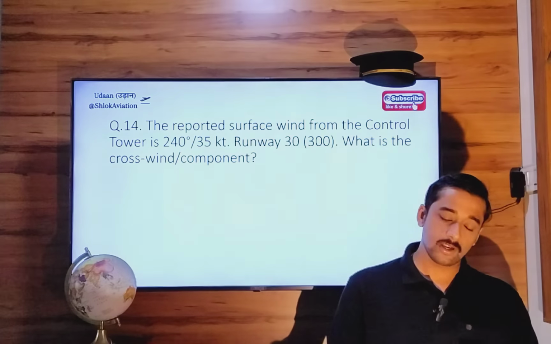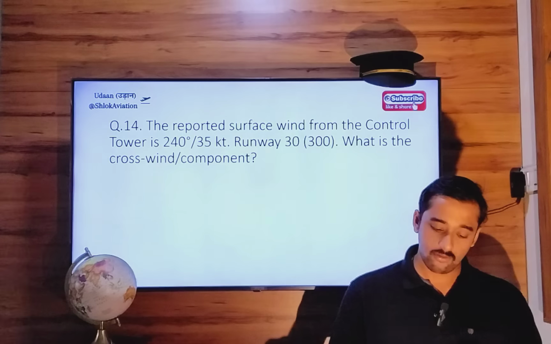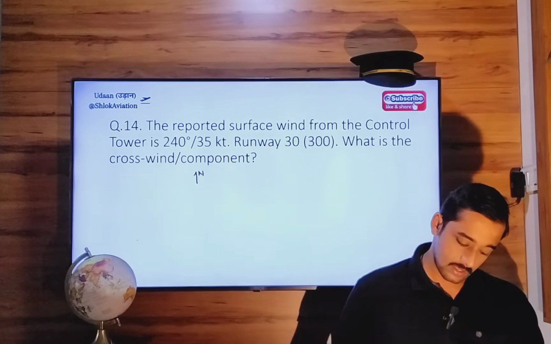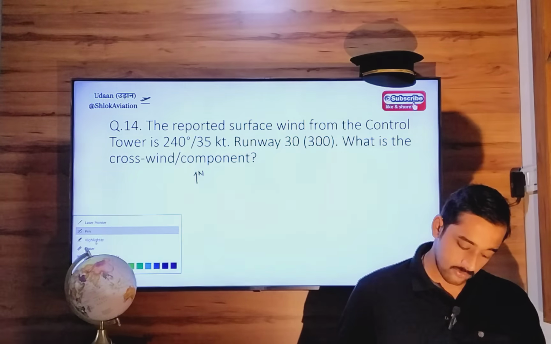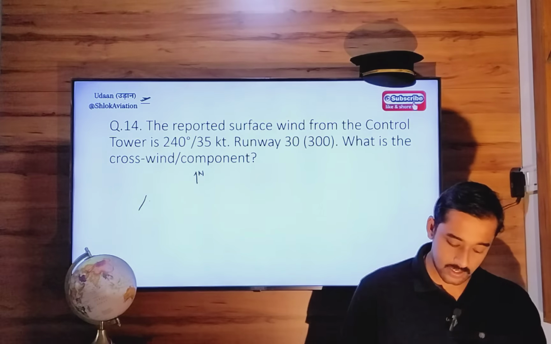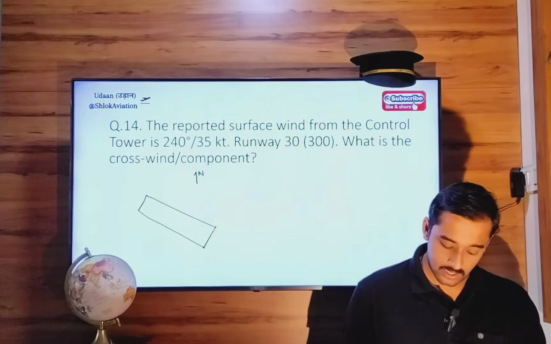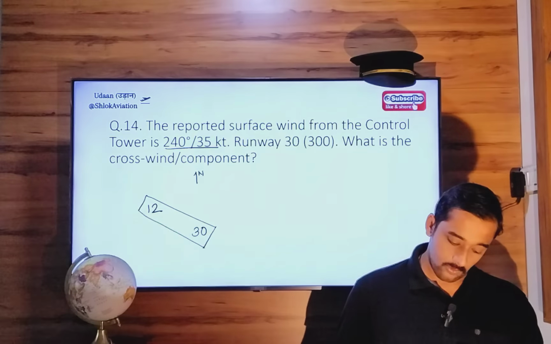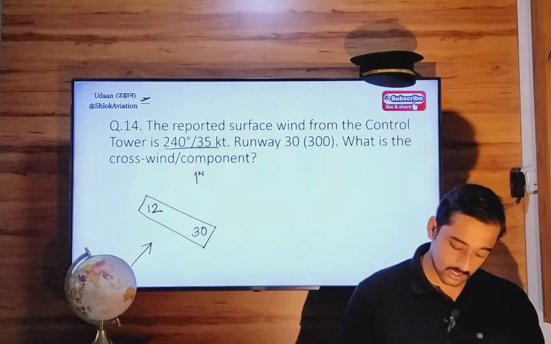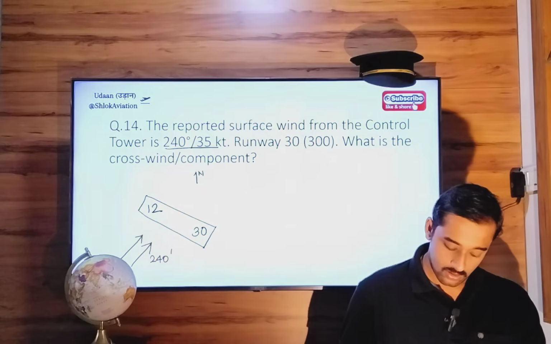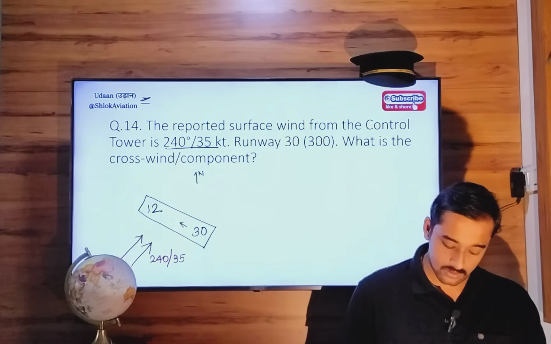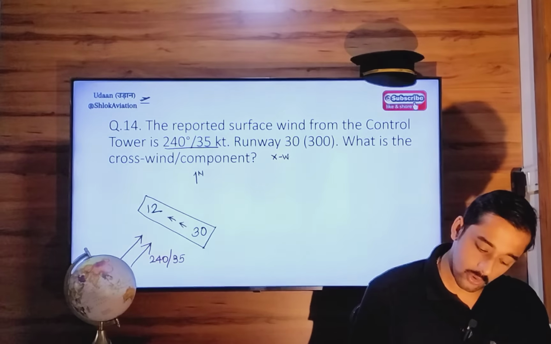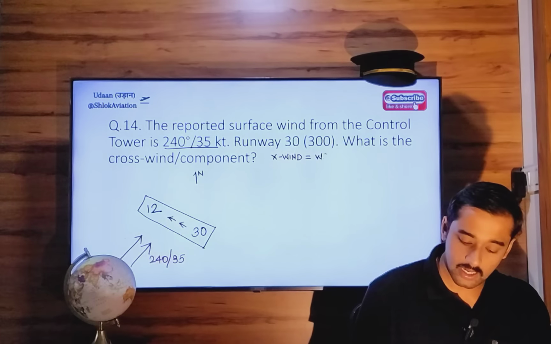Question 14. The reported surface wind from the control tower is so and so, runway is so and so. What is the crosswind component? This is your northern datum. Runway 300 will be oriented in such a manner. Runway 30, runway 12. Winds are coming from 240 at 35, somewhat from this direction. Your takeoff direction is runway 30. Now we have to find out crosswind component. Crosswind component equals wind speed into sine theta.